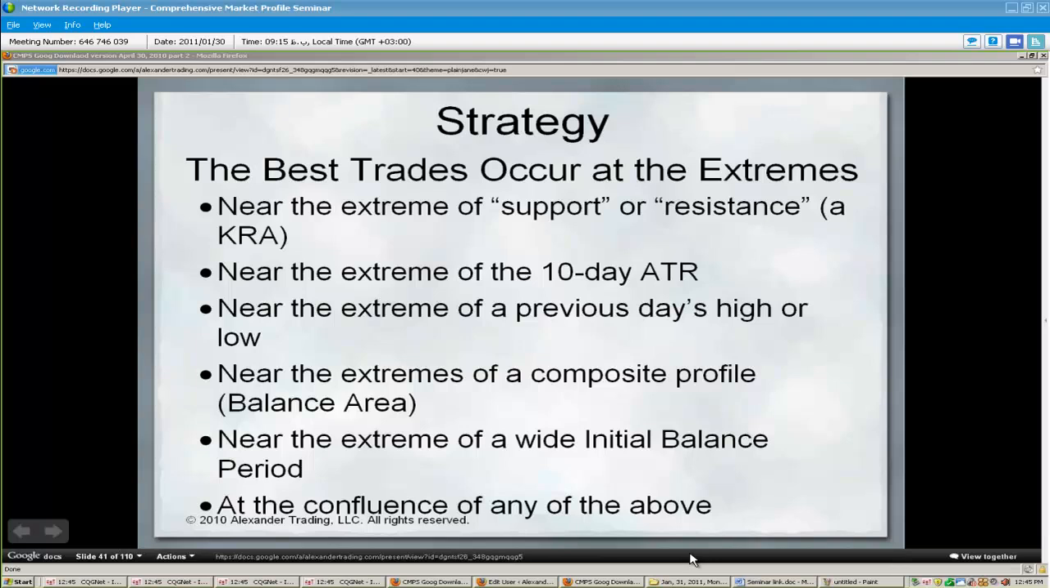the key points about strategies: the best trades occur at the extremes, near the extreme of support or resistance. We don't really use the terms support and resistance. Again, it gets back to looking at these levels created from this auction process as inflection points, key reference areas. Whether or not there's support or resistance always remains to be seen when a market approaches those levels, but there are areas that can act as what is commonly referred to as support and resistance.